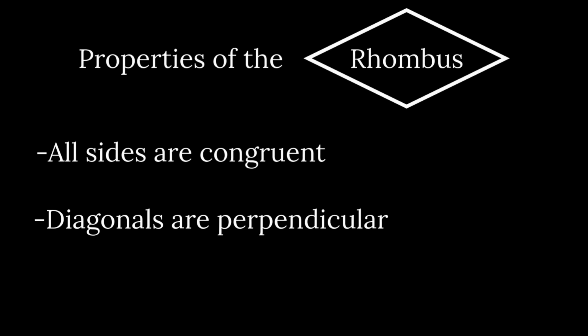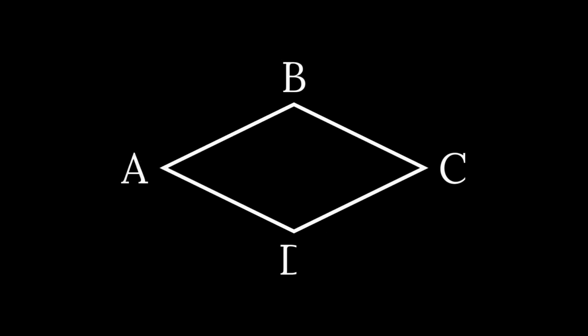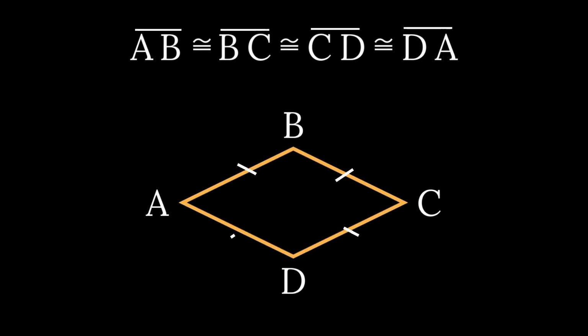Starting off with the first property, suppose we have rhombus ABCD. Using the feature that all sides are congruent, we can say that segment AB is congruent to segment BC, which is then congruent to segment CD, which is finally congruent to segment DA. All four sides are congruent to each other and equal in length.